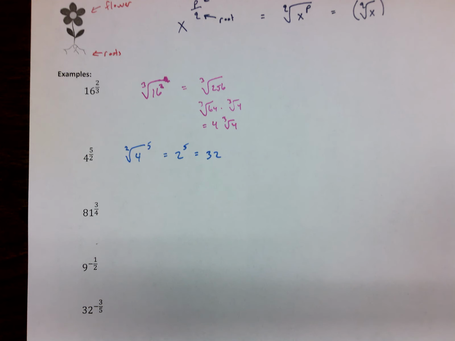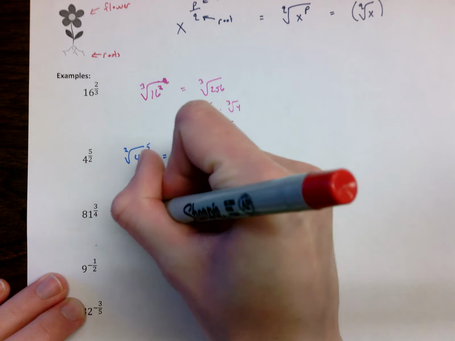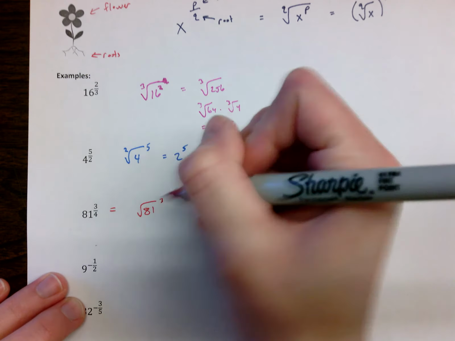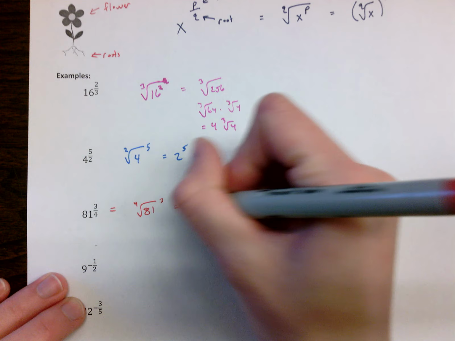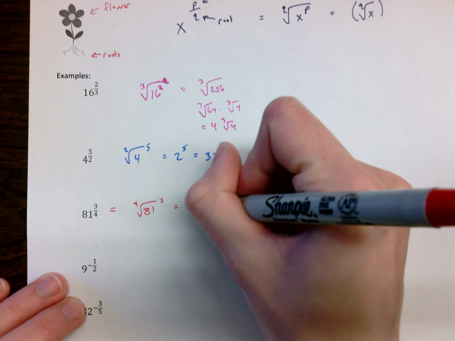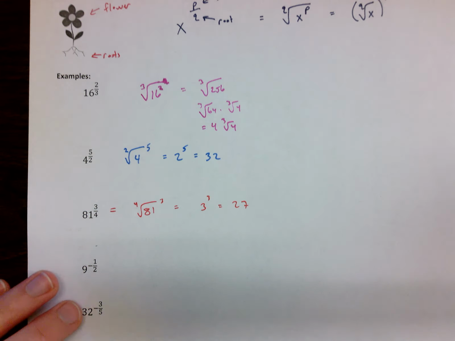Next one, 81 to the 3/4 power. So I'm going to start by converting this. It's 81 and it's power over root. The 4th root of 81, what times itself 4 times equals 81? Well, 3. And then 3 to the 3rd is 27. So that's my fully simplified expression.